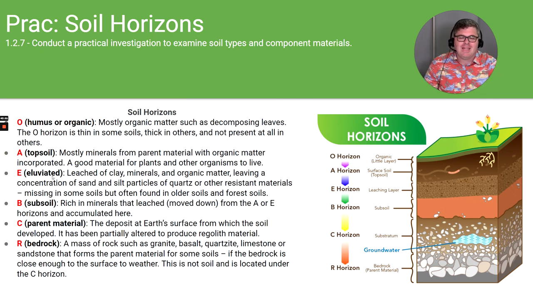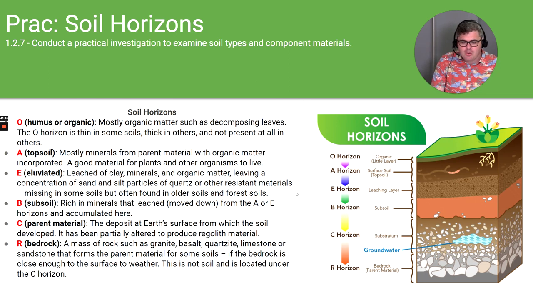Beneath that we have the E horizon, the eluviated. Essentially, it's leached of clay, minerals, and organic matter, leaving a concentration of sand and silt particles of quartz or other resistant materials. It's missing in some soils, but found in older soils and forest soils. So essentially, it had all the minerals, it had a lot of water, but it just got leached out over time because it couldn't hold on to them.